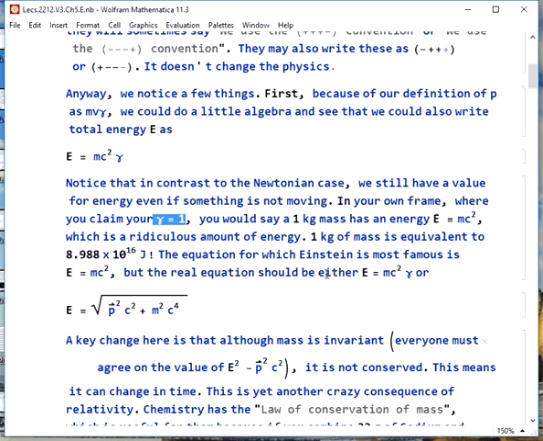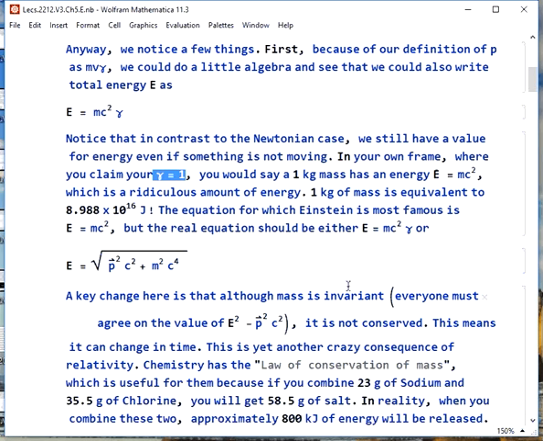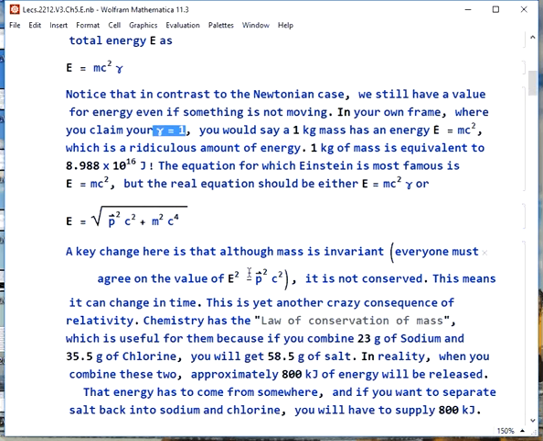That's a ridiculous amount of energy. 1 kilogram of mass is equivalent to about 9 times 10 to the 16th joules. Einstein is most famous for this equation, E equals mc squared, but that's not the real equation. It should be E equals mc squared gamma, or E equals the square root of (pc) squared plus (mc squared) squared. The key change here is that mass is invariant, so everybody has to agree on E squared minus p squared c squared, but it's not conserved.